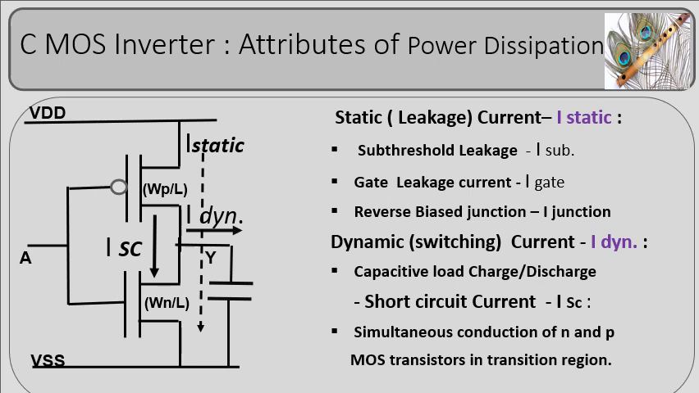Static power dissipation occurs when the inverter is in a steady state, that is, not in transition, due to leakage currents like subthreshold, gate, and junction leakage. This becomes significant in scaled-down nanotechnologies.